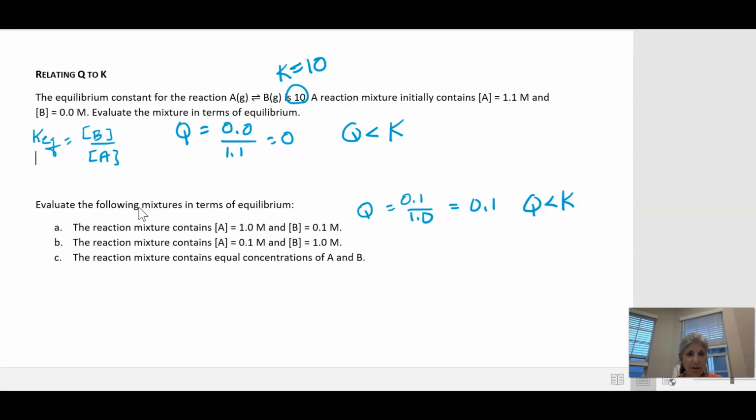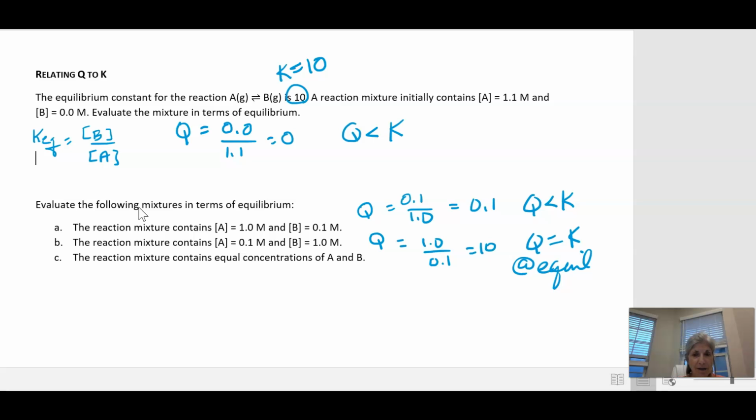Now let's look at B. The reaction mixture here, let's do the Q, is 1.0 divided by 0.1. In this case, Q equals K. This means we're at equilibrium.